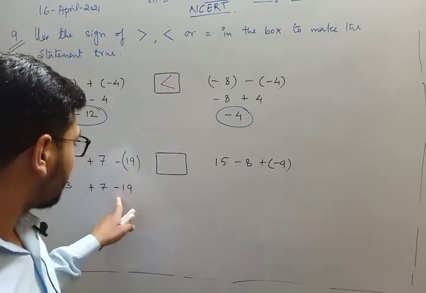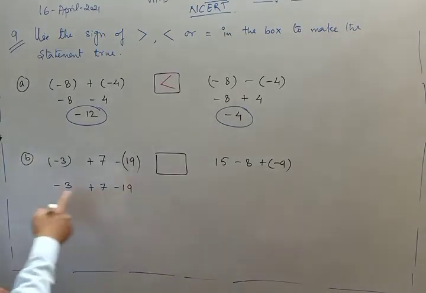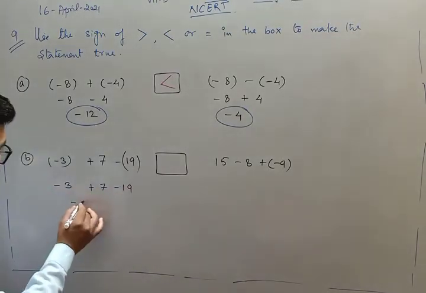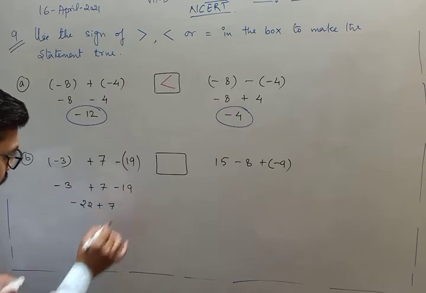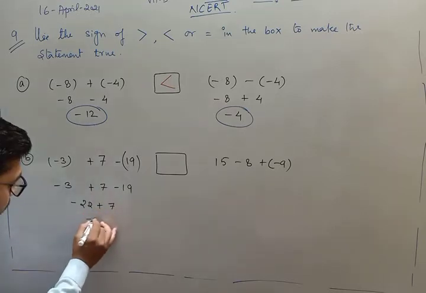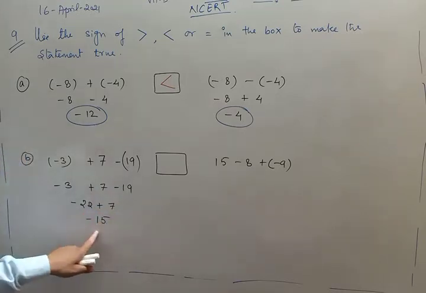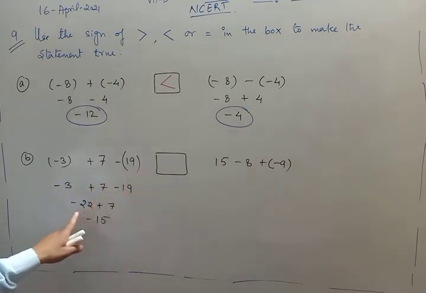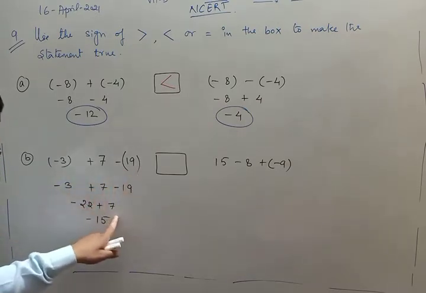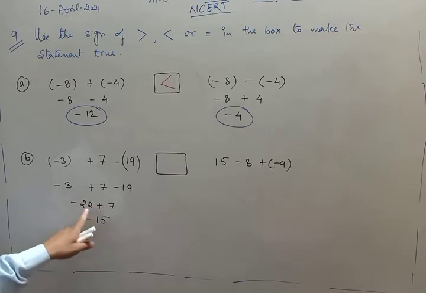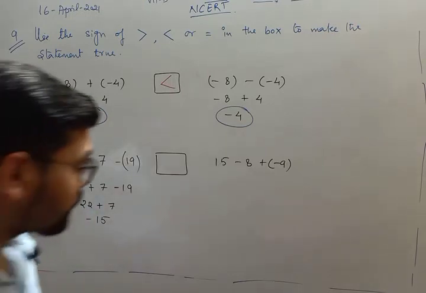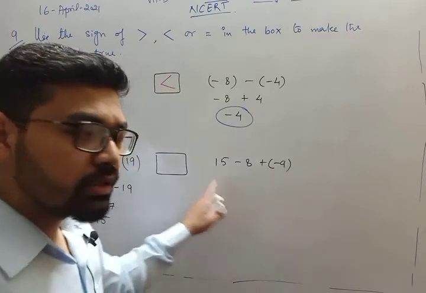So minus plus minus. Now minus 19 minus 3 is minus 22 plus 7. 12 minus 5, that means minus 15. So the answer is minus 15. Minus 3 minus 19 will give you minus 22 plus 7. So यहाँ पे आपके पास आ जाएगा 12 minus 7, that is minus 15. Similarly, you just need to solve these operations.